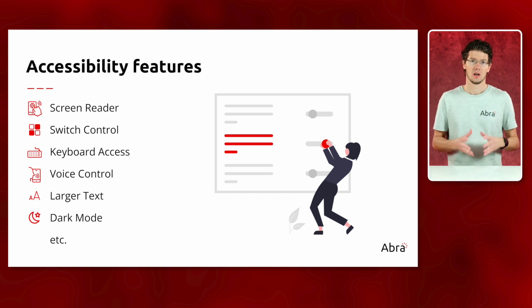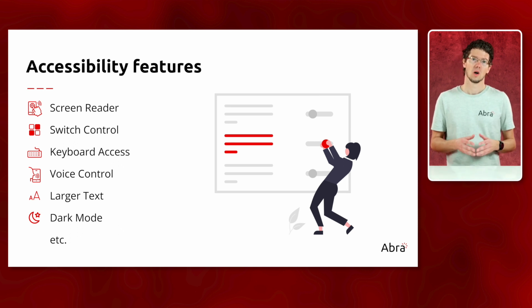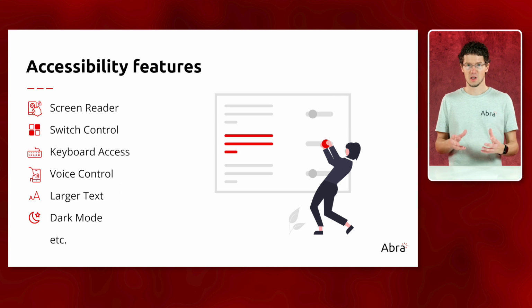Accessibility features. Mobile phones include a lot of accessibility features. We will share how these work and how often these features are used. We will elaborate on the screen reader, switch control, keyboard access, voice control, larger text and dark mode. You need to understand how these features work to understand what the accessibility guidelines expect of you.